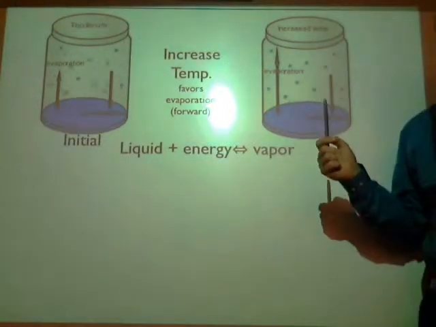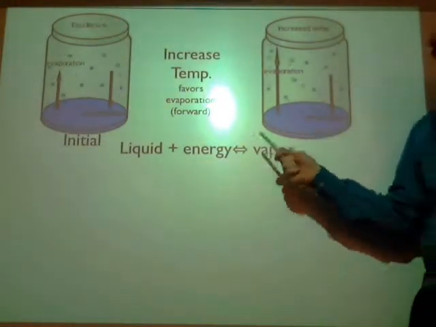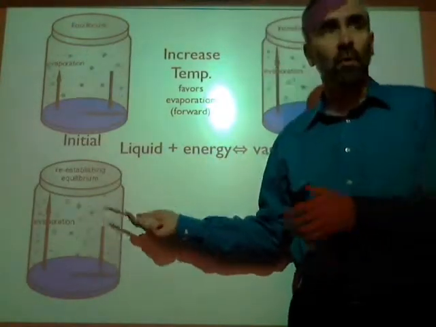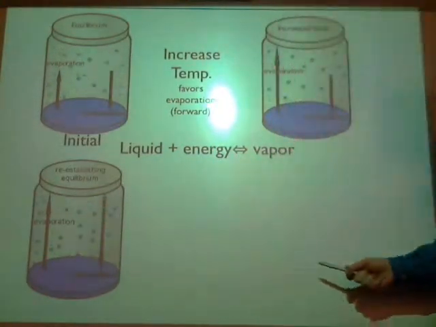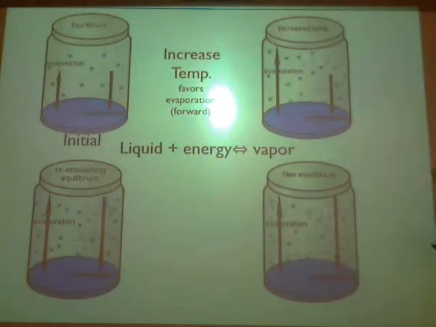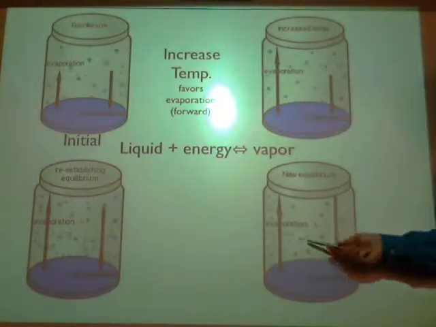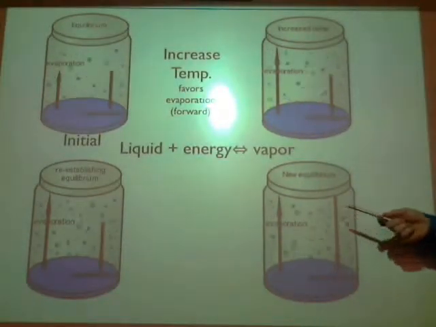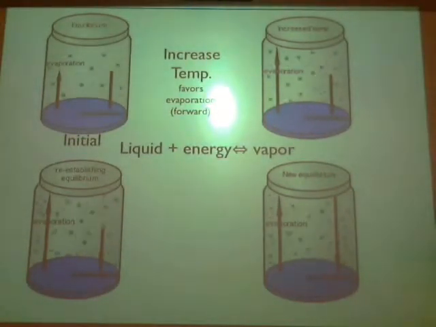Because there's now more in the vapor phase, there's a greater chance of those molecules banging into the liquid and becoming liquid again. So the condensation starts to creep up until eventually it reestablishes a new equilibrium, but look what's different. I now have more in the vapor phase than I had before, and I now have higher rates of both evaporation and condensation. That's one of the key things that people get wrong on these.